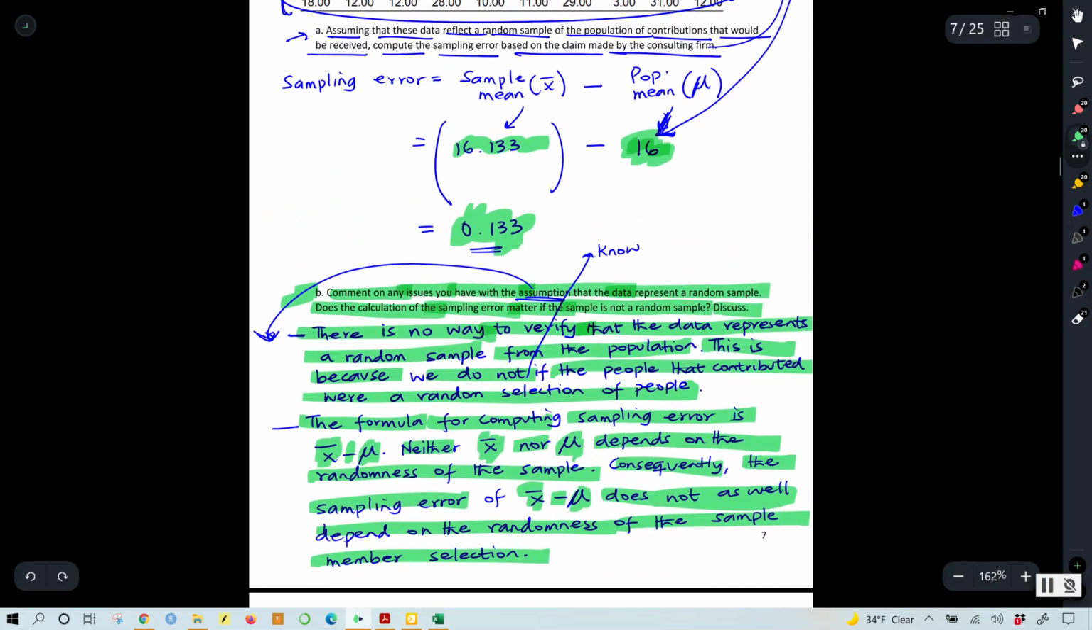With that said, we have concluded on the idea of sampling error. We will see more as to how sampling error is a fundamental idea when we talk about sampling distributions.